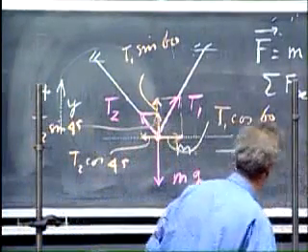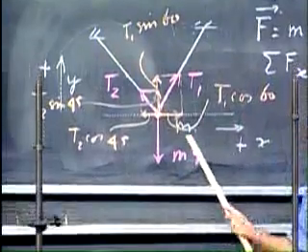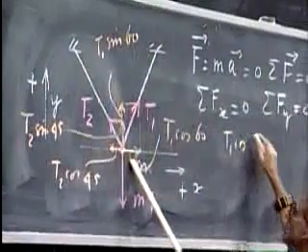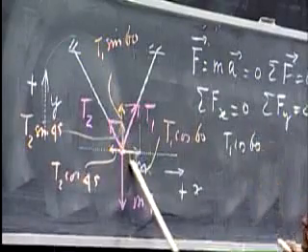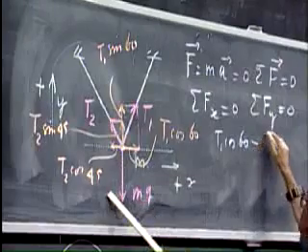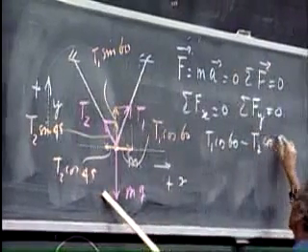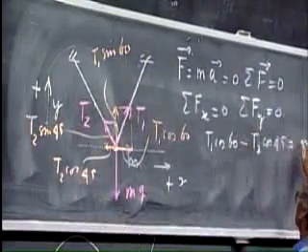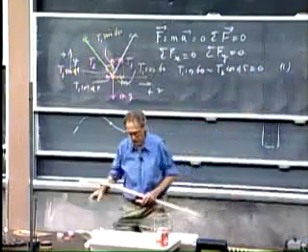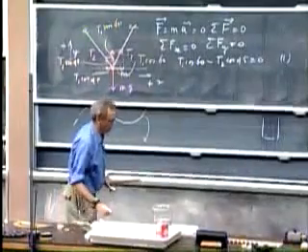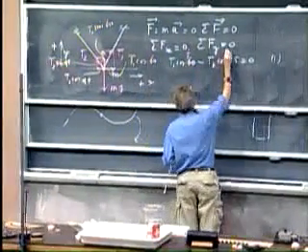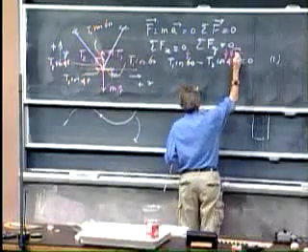So, we go into the x direction. In the x direction, I have T1 cosine 60 degrees minus T2 cosine 45 degrees equals 0. That's one equation. The cosine of 60 degrees is 1/2, and the cosine of 45 degrees is 1/2 square root 2.